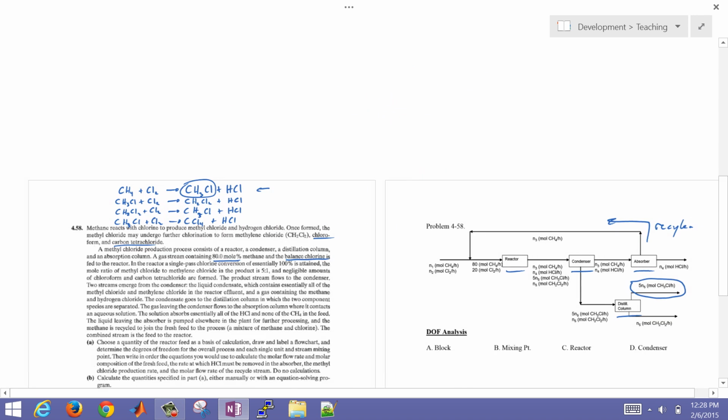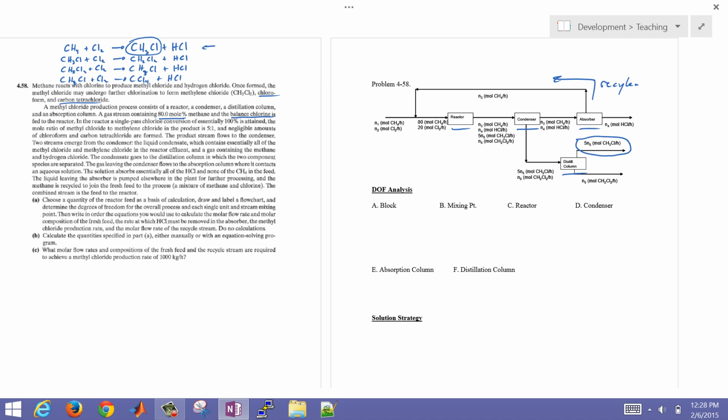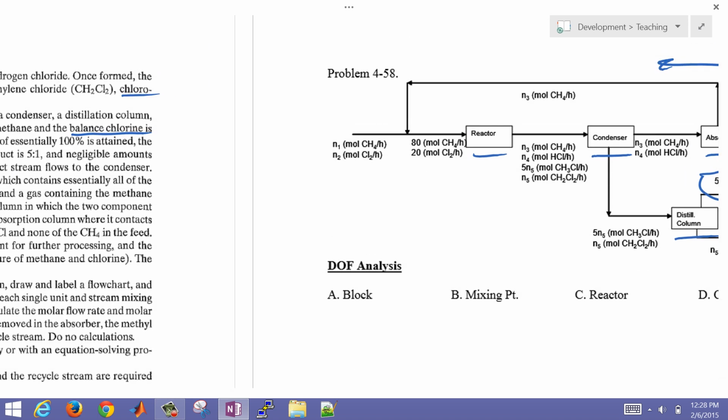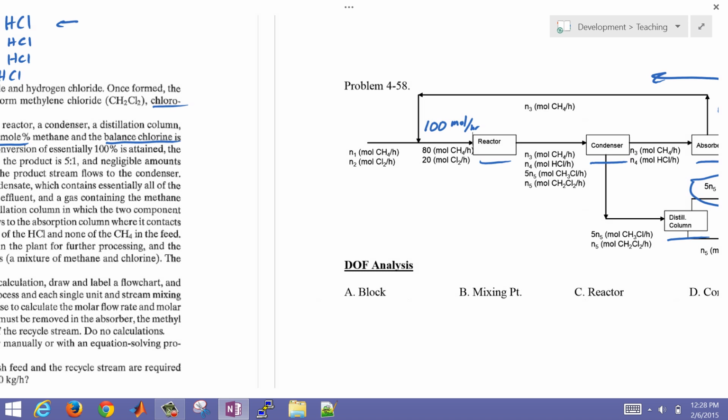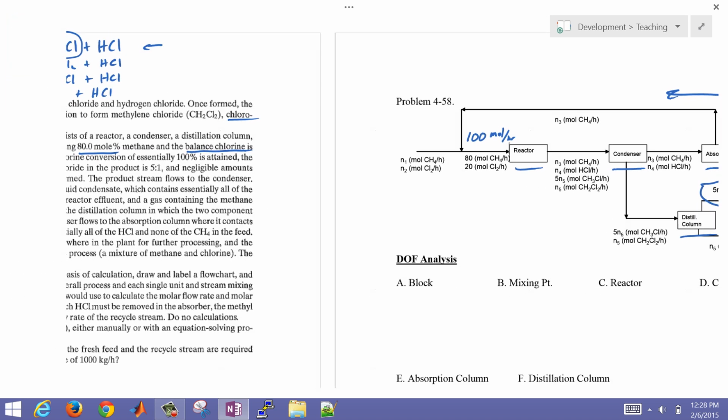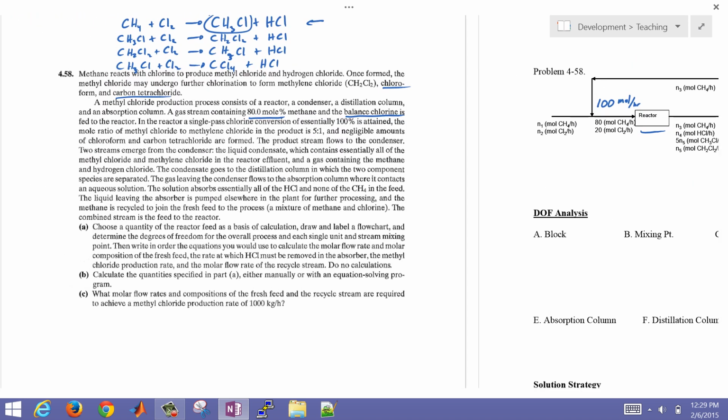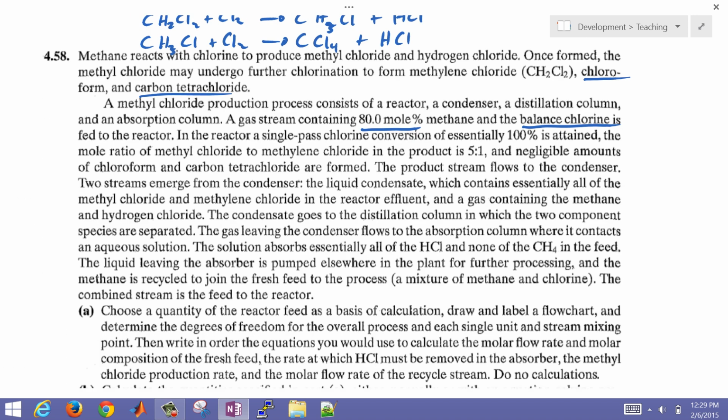Okay, so let's go over to our diagram then. Here we have this 80% and 20%. And in this case, we're just going to assume a basis of 100 moles per hour coming into the reactor. Okay, so that's just one additional piece of information that we need to specify. We're going to scale up this reactor to actual conditions later. Okay, so let's go back here to the description.